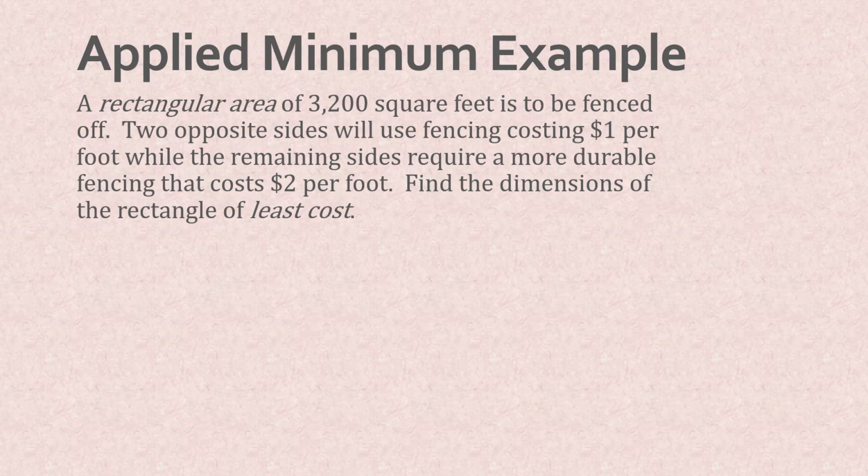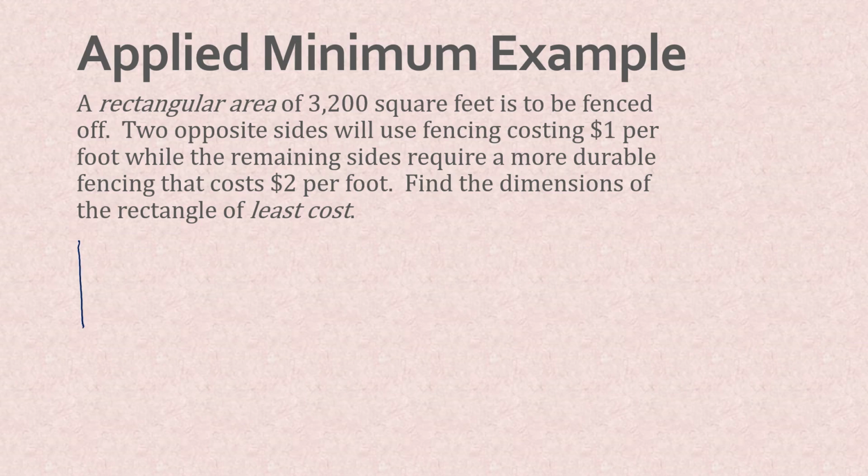So let's look at our problem. A rectangular area of 3,200 square feet is to be fenced off. Two opposite sides will use fencing costing $1 per foot, while the remaining sides require a more durable fencing that costs $2 per foot. Let's find the dimensions of the rectangle of least cost.